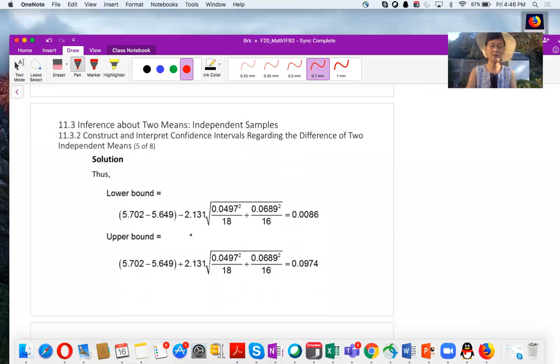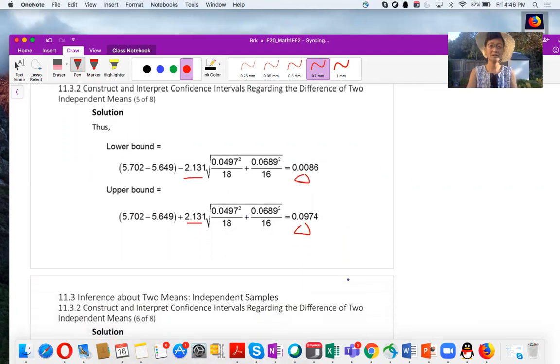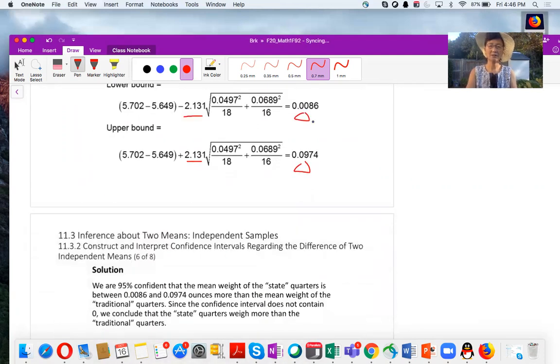And once you have the critical value, you can just plug in the numbers to get the lower bound and upper bound. Okay. So how do you interpret this lower bound, upper bound? The interpretation is we are 95% confident that the mean weight of state quotas is between 0.0086 and 0.0974 ounce more than the mean weight of traditional quotas.